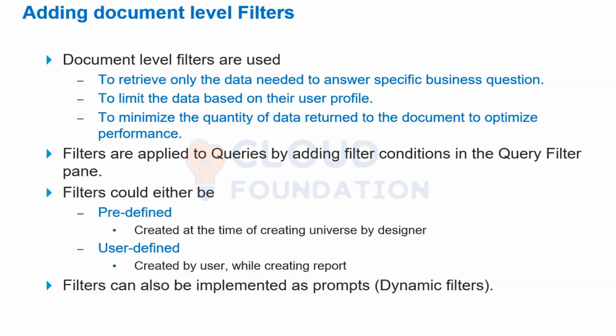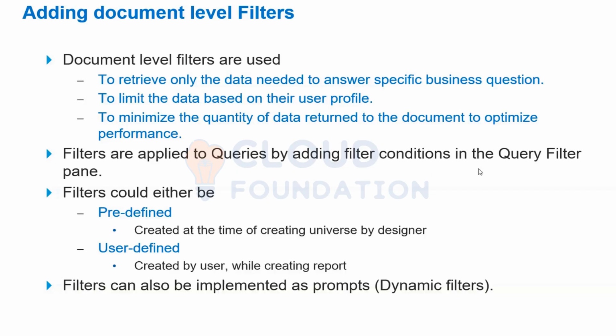If we put filters based on the requirement to limit the data based on their user profile. If that Asia supervisor of the Asia region is allowed to see the data of the Asia region only, he will not be allowed to see the data of Europe and others. Based on their user profile, we can limit the data using the document level filter, and to minimize the quantity of data returned to the document to optimize performance. It will minimize the quantity of data that is getting fetched from the database, which will optimize the performance.